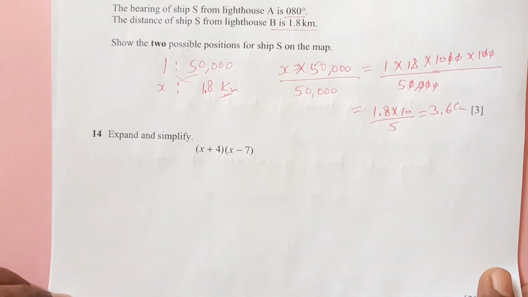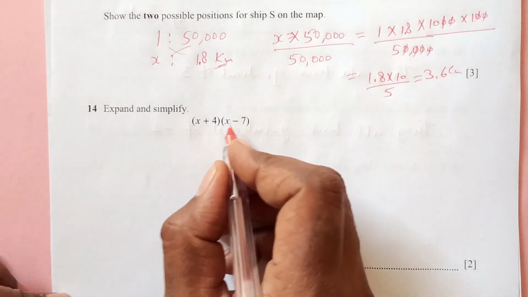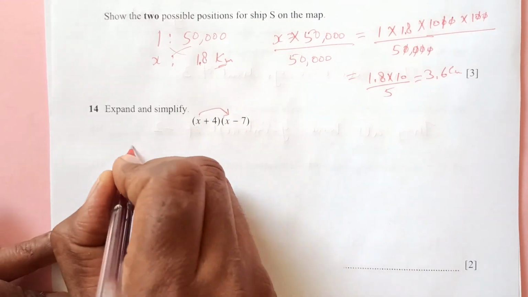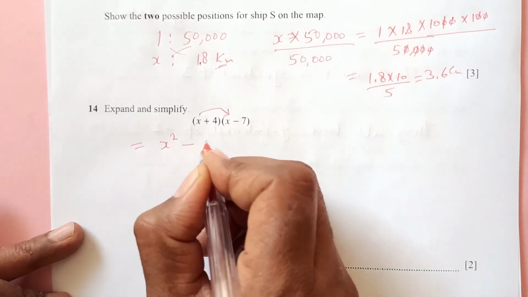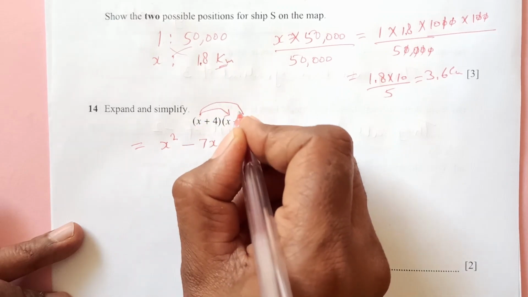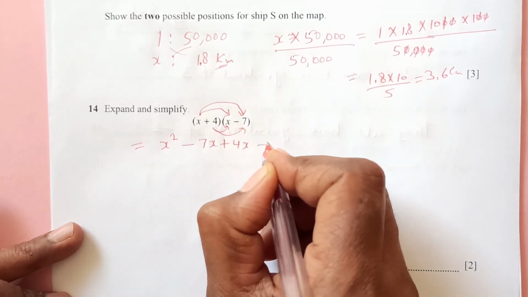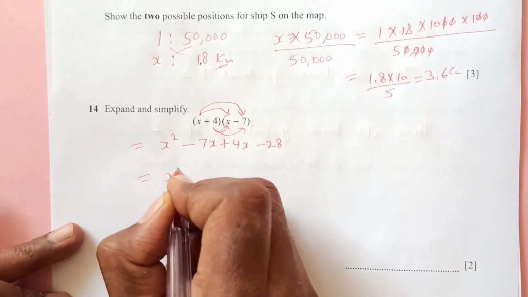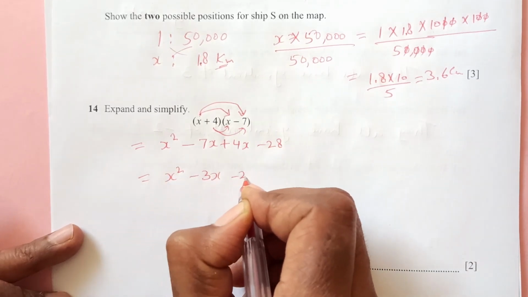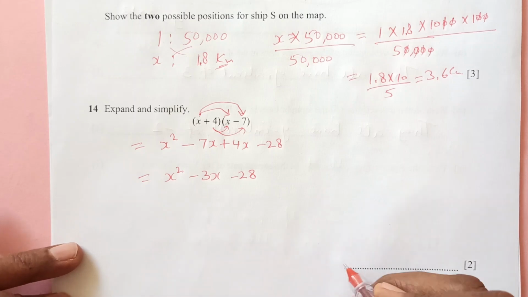Now number 14, expand the bracket. So just expand it. x times x is x squared minus 7x, then plus 4x minus 28. So x squared minus 3x minus 28. So this is our answer.